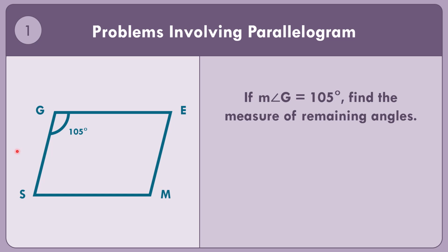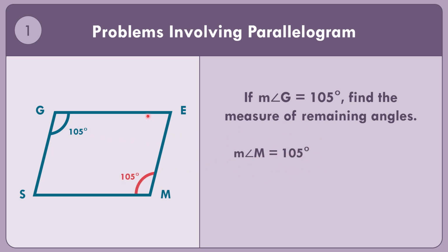In example number 1, if the measure of angle G is equal to 105 degrees, find the measure of the remaining angles: angle E, angle M, and angle S. First, we need to identify the value of angle M. Angle G is congruent to angle M. So if angle G is 105 degrees, then angle M is equal to 105 degrees.